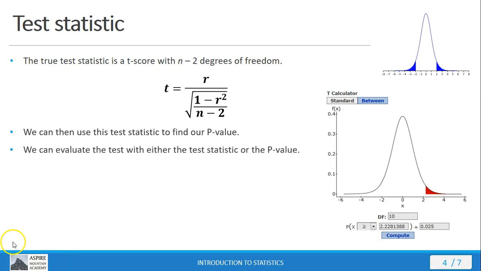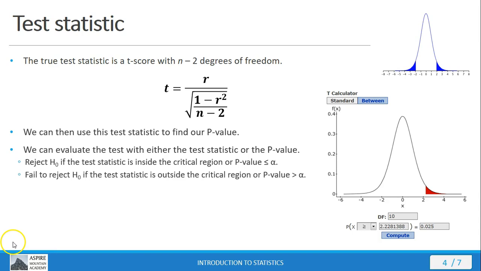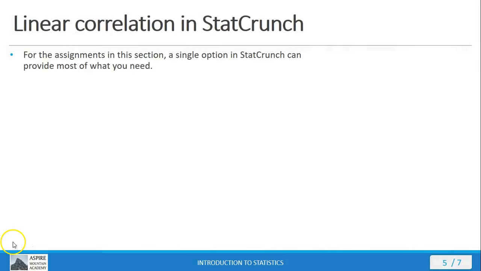And then you can use either way, the test statistic or the p-value, to evaluate your test. So if you're inside the critical region, reject H0. Outside the critical region, fail to reject H0. Goes the same way that we've always seen.